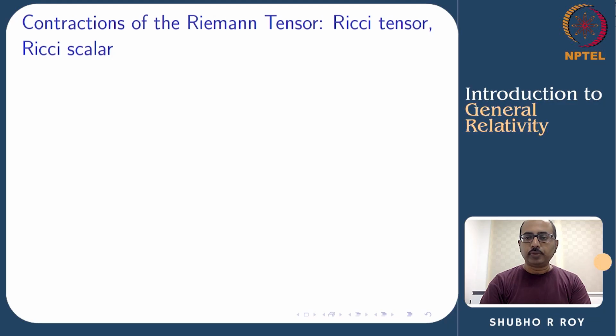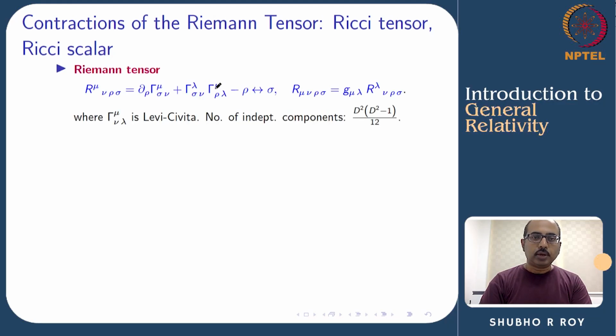Now, let's recall what the Riemann tensor is. It was introduced in the last lecture. So this is how the Riemann tensor looks. As you can see, schematically, the Riemann tensor consists of 4 terms. 2 terms are of the type where you have derivative of the connection, and 2 terms which are quadratic in the connection. Okay, del gamma and gamma squared type terms.